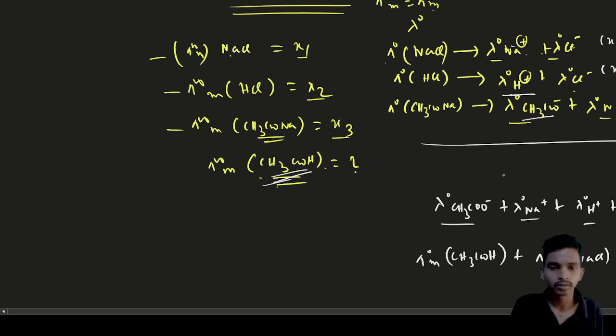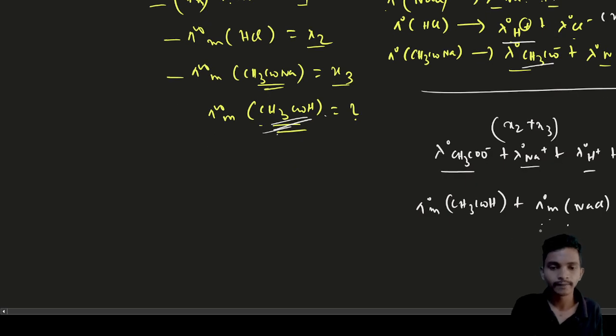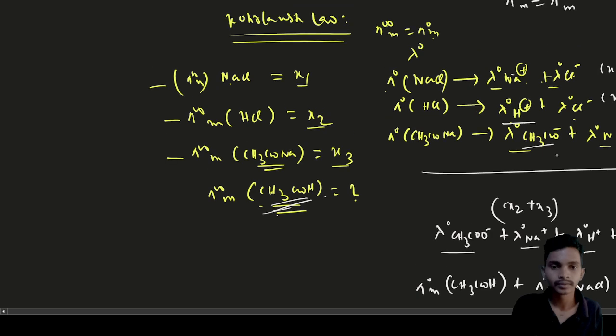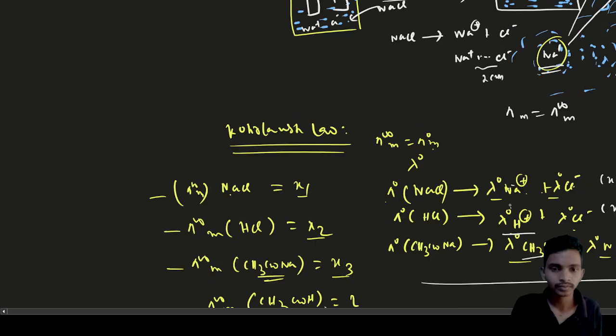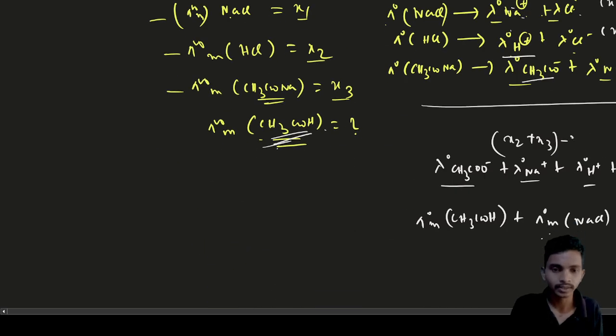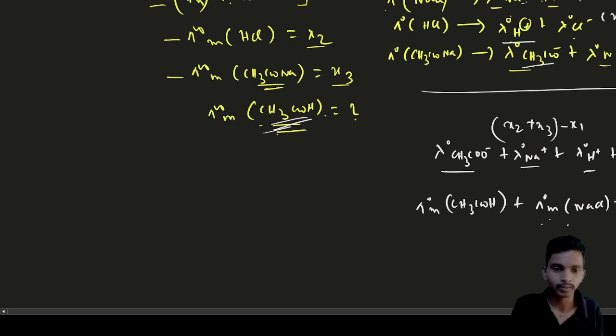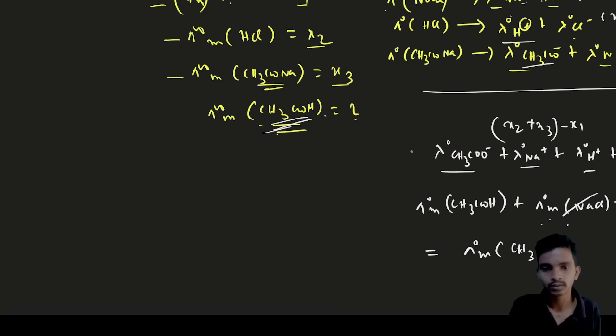Sorry, this is x2 plus x3. So with this value, if I subtract this one, x1, then I can cancel that NaCl, because this is also NaCl. So what I do, minus x1. And if I put minus x1, then I have to subtract NaCl. So this and this cancel. So the final product I get is this one, which is asked. Okay, so this is equal to x2 plus x3 minus x1.